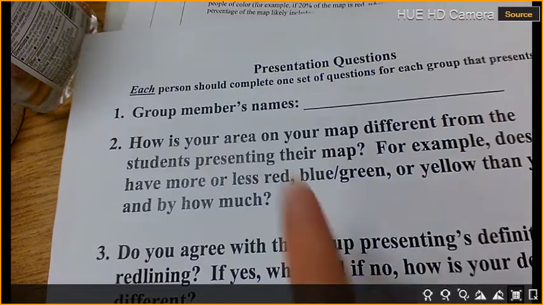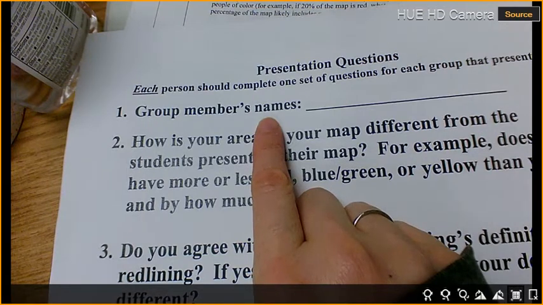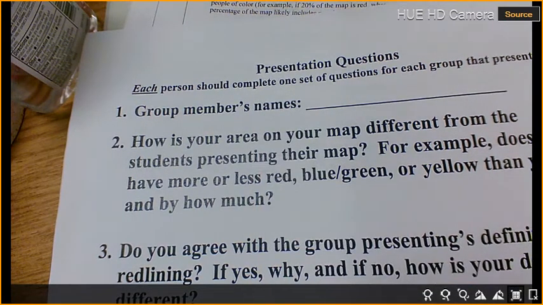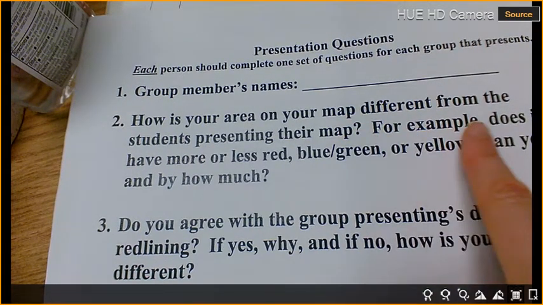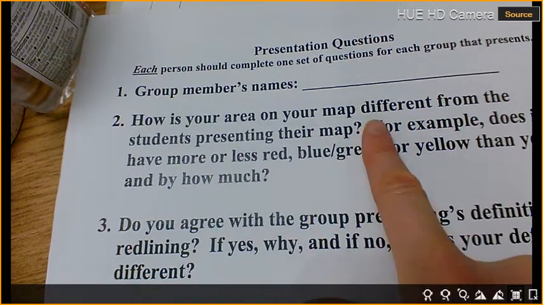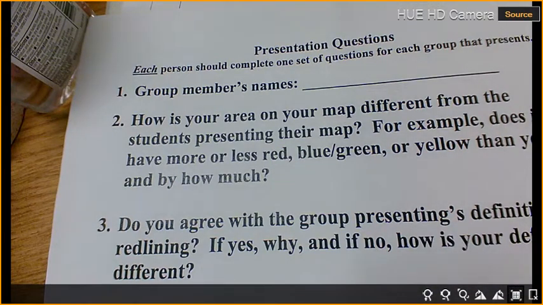So you're going to tell me the group members' names. You need to tell me your names when you come up to present so that we can write them down. And it needs to be available on your poster so we can see it in case you talk too fast, right? You're going to say how your area on your map is different from the students presenting their maps. For example, does it have more or less red, blue, green, or yellow, and how much?